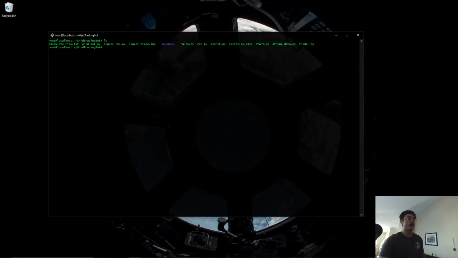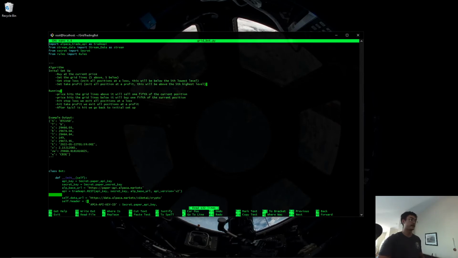The reason I actually had to change the script is because gridbot.py was originally designed to run indefinitely and only run once. So at the start, it would just buy into our initial position, and then it would just keep running just as you would see it. Let's take a closer look at our gridbot.py.